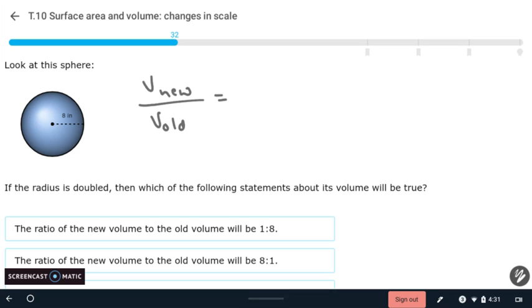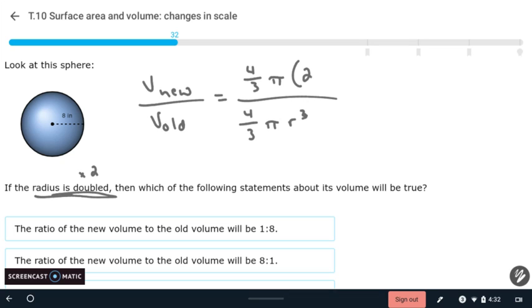But here, the volume of a sphere, I'm going to check my reference sheet just to make sure I have it. Yeah. So it's 4/3. I'm going to actually write it for the old original one. 4/3 pi r cubed. That should be a 3. And then for the new volume, the radius is doubled, which means it's multiplied by 2. So we've got 4/3 times pi. And then I'm going to put this in parentheses because we've got 2r, 2 times the radius cubed.